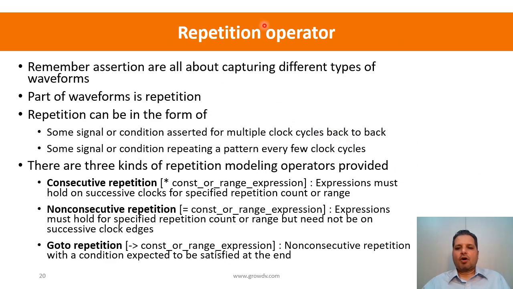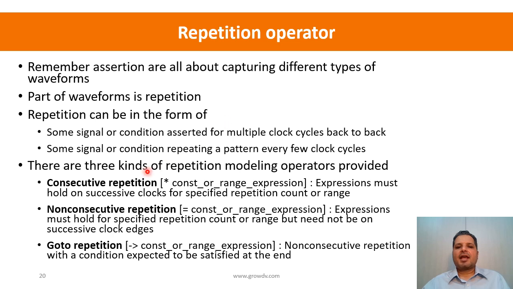We have already looked at a delay operator, which was double pound and could be followed by an integral number or a range of numbers. Now we will look at the second one. This is a repetition operator. You remember that we have been emphasizing that assertions are a way to concisely and completely capture a waveform or a timing relationship made up of different Boolean expressions. And part of waveforms is repetition.